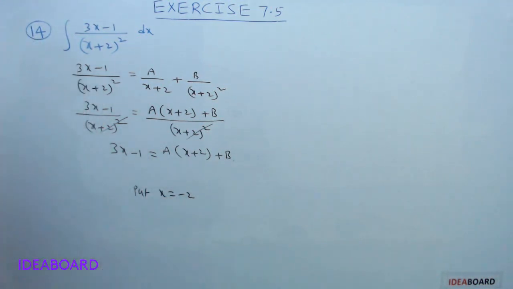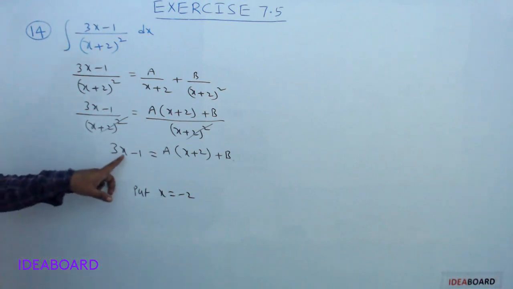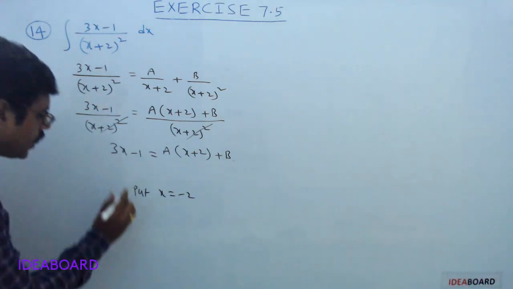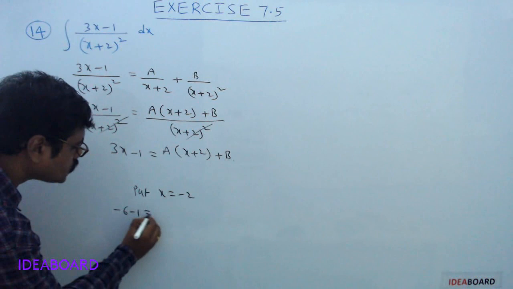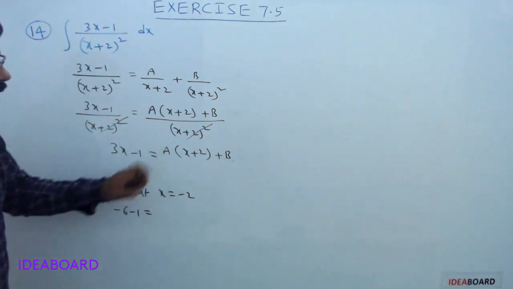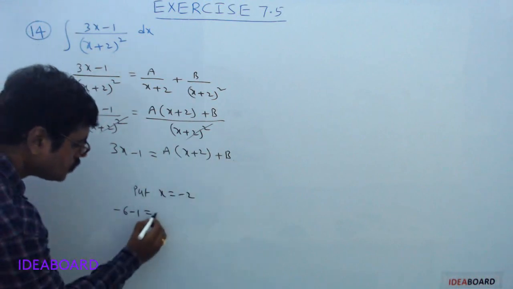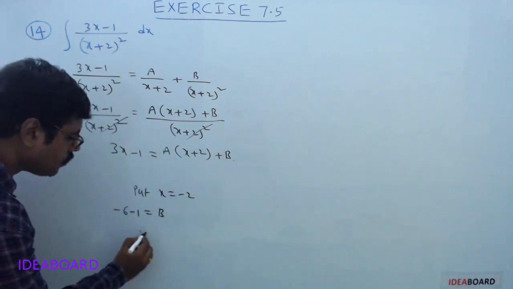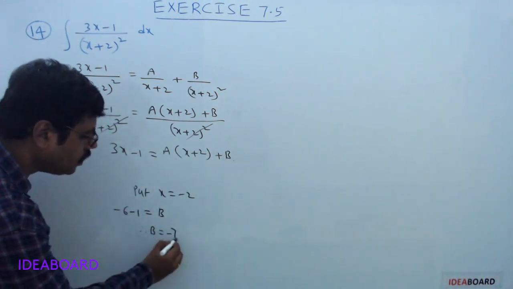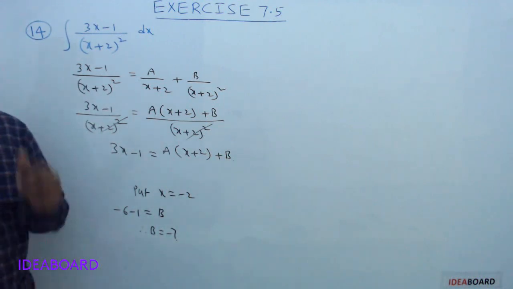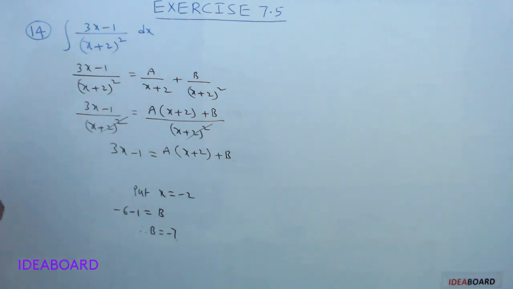Substitute x equals minus 2. So this is 3 into minus 2 minus 6 minus 1 equals a into minus 2 plus 2. It will be 0. So this is b. Therefore, what is the value of b? Minus 7.